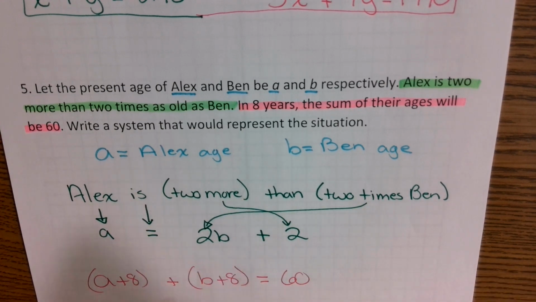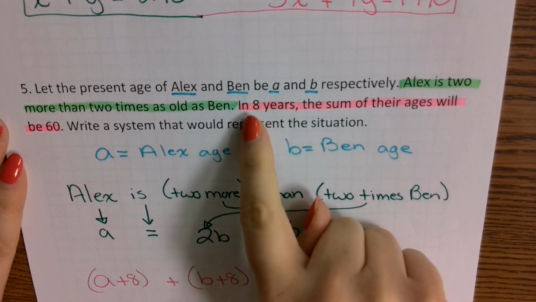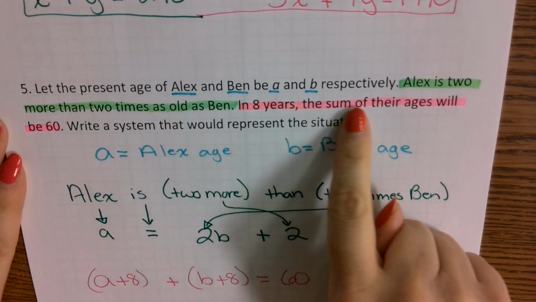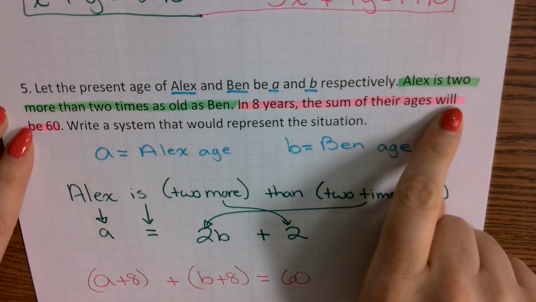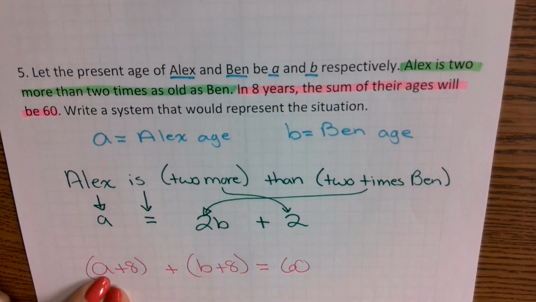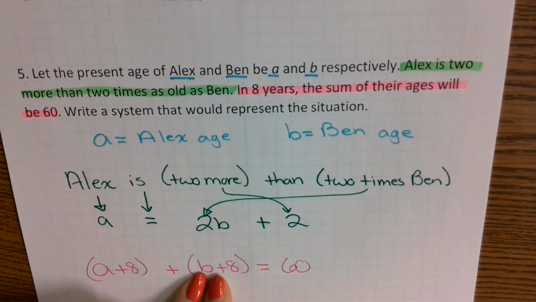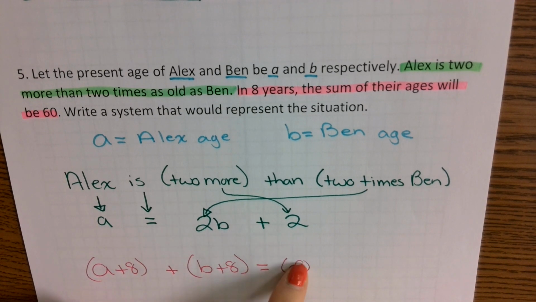Okay, so just keep in mind those order reversing words. And then the statement, in 8 years, the sum of their ages will be 60. So I'm going to take Alex's age and add 8 to it, because that's 8 years later. And then Ben's age, add 8 to it, because that's 8 years later. And then take the sum of those ages, and it should be equal to 60.